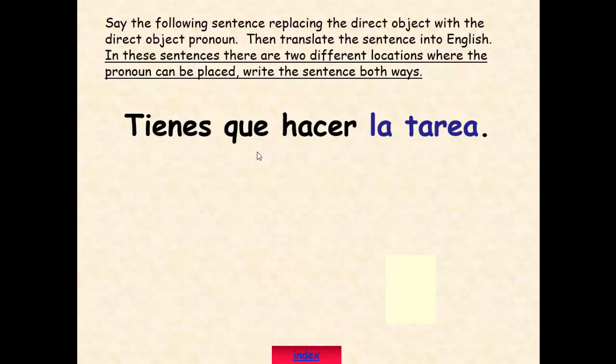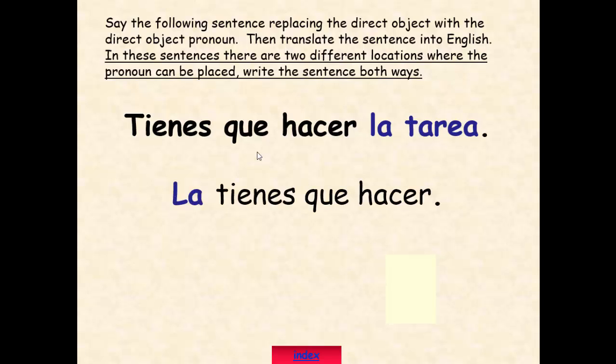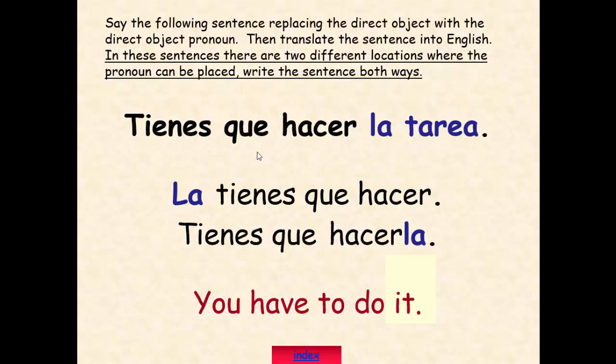Tienes que hacer la tarea. You certainly do. You could say la tienes que hacer or tienes que hacerla. You have to do it. And you do if you want a good grade.